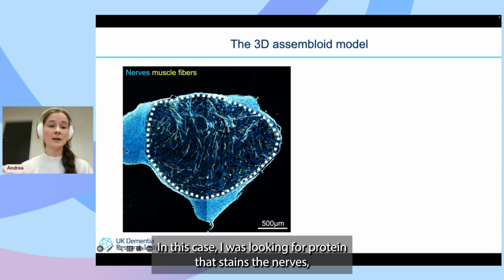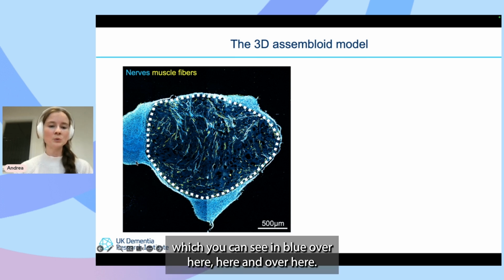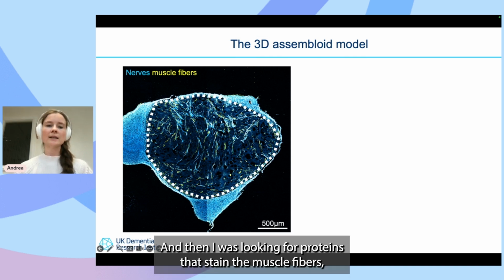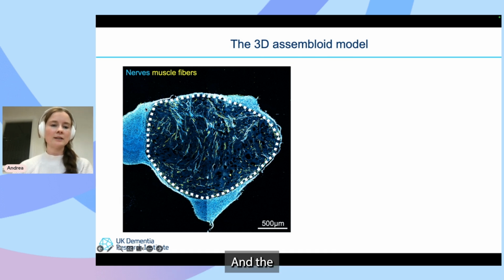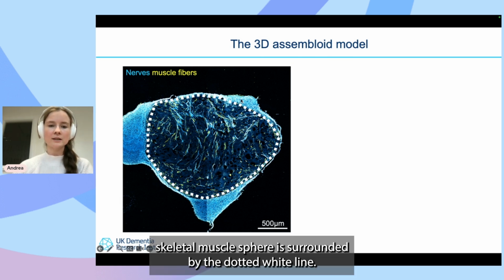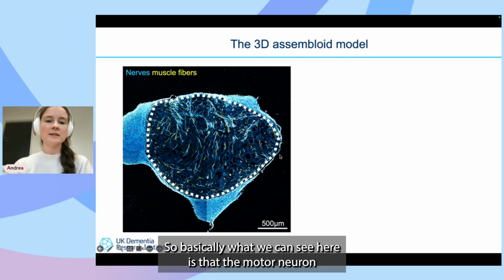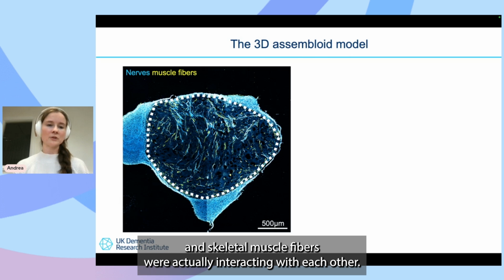In this case, I was looking for protein that stains the nerves, which you can see in blue, over here, here, and over here. And then I was looking for proteins that stain the muscle fibers, which you can see in yellow. And the skeletal muscle sphere is surrounded by the dotted white line. So basically what we can see here is that the motor neuron and the skeletal muscle fibers were actually interacting with each other.